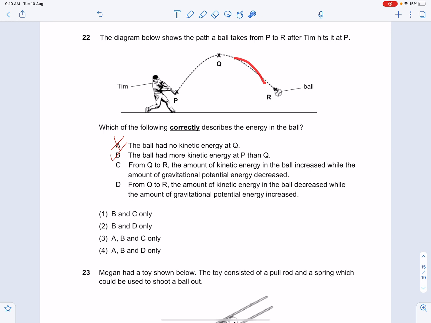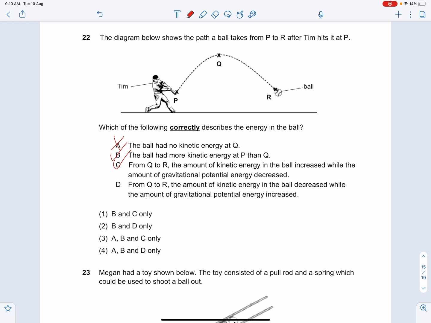Now, this is actually true, because when you look at it, the height as it goes from Q to R is actually decreasing, and GPE at this point is being converted into KE. So the more GPE that's being converted to KE, obviously your GPE will decrease. At the same time, your GPE is also decreasing because of the height. So the answer would be C.